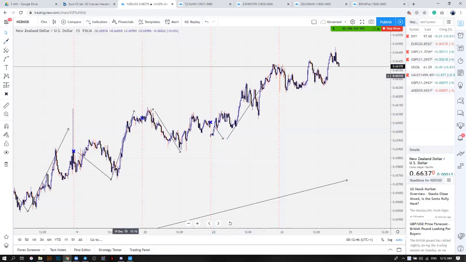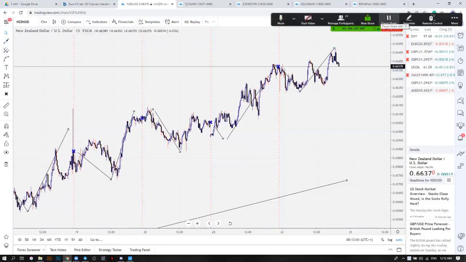NZD USD, today, current market price. When the market opened, the market went down first. Down. Then for the rest of the day, the market went up. So are you guys seeing what is happening in front of your screens? When the market opens, the first direction out of the market open is the false move.